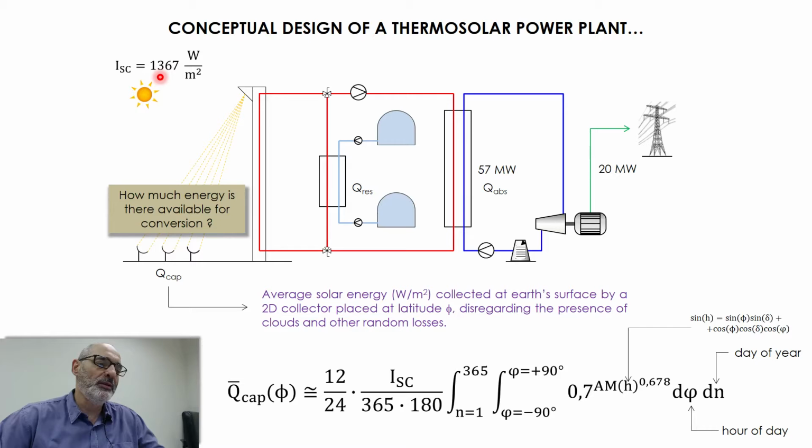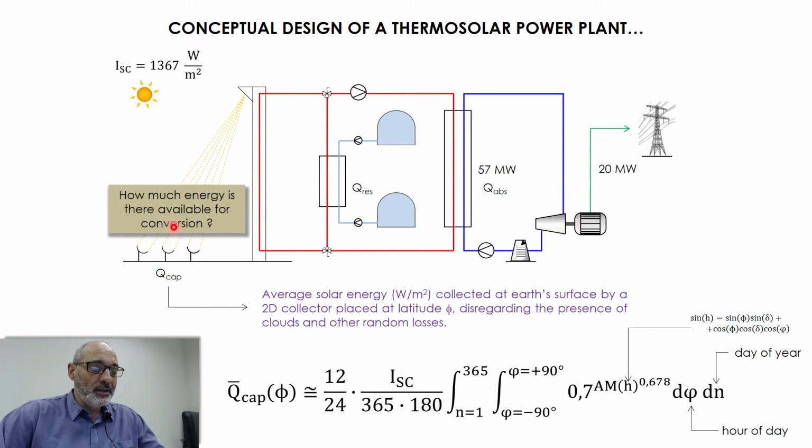We know the amount on top of the atmosphere is 1,367 watts per square meter, and we know that this is going to be absorbed during its transit through the atmosphere.